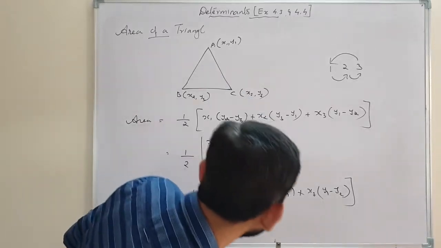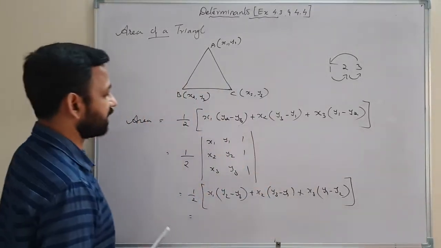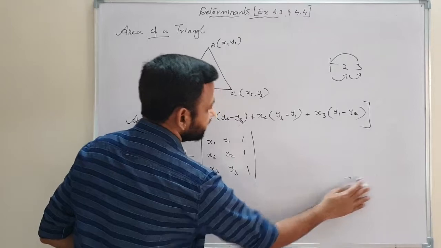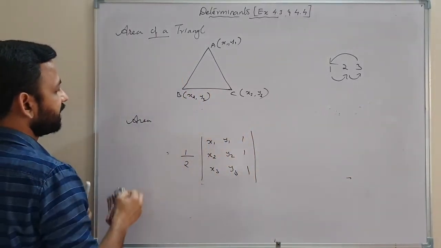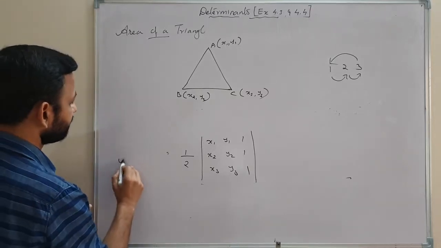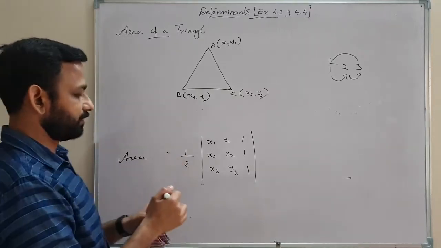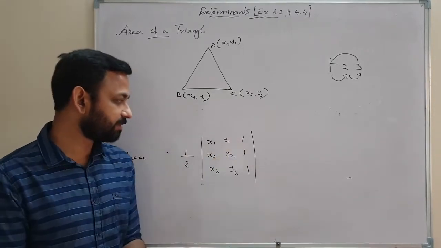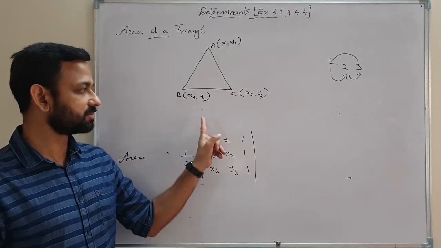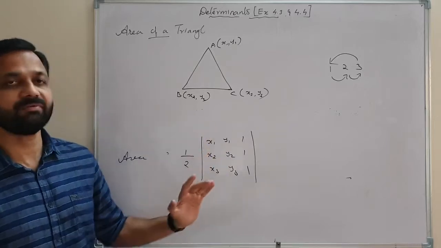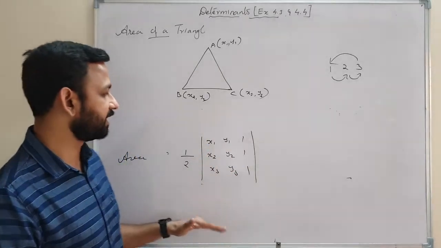So when we find the area of a triangle by using a determinant, we have to use this formula: area of a triangle is equal to 1 by 2 into the determinant x1, y1, 1, x2, y2, 1, x3, y3, 1. If we want to find the area of a triangle by using a determinant, this is the formula.